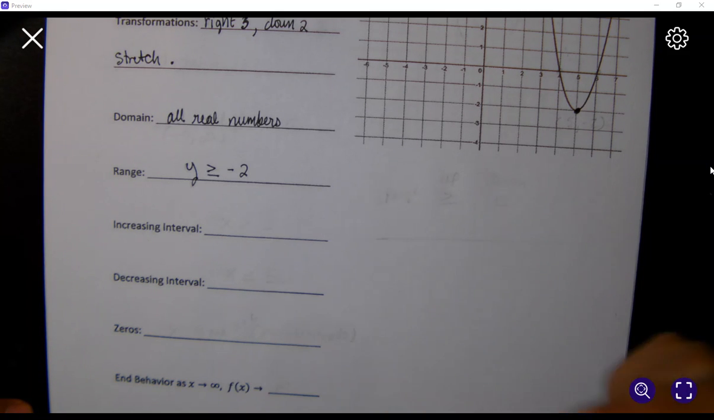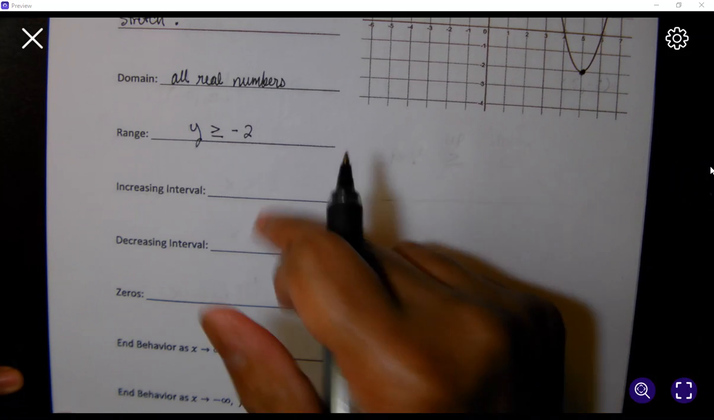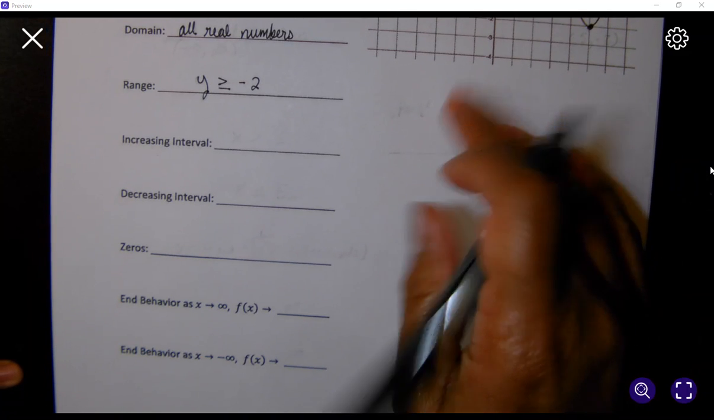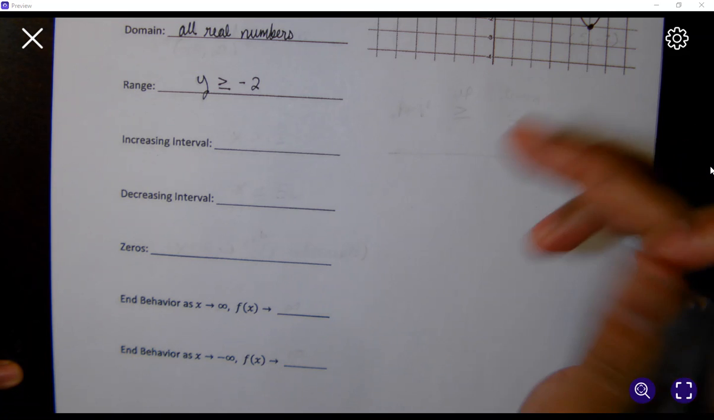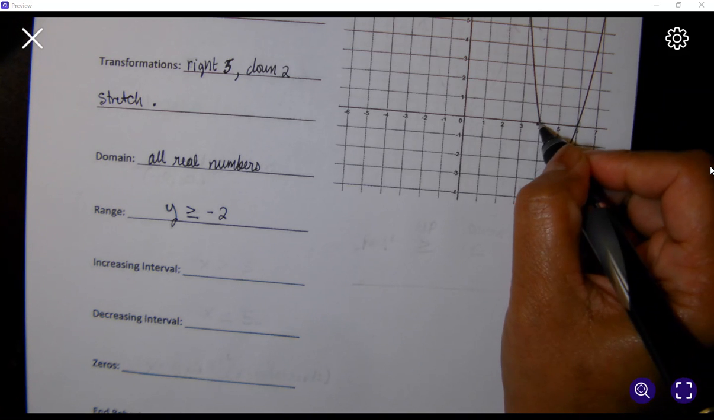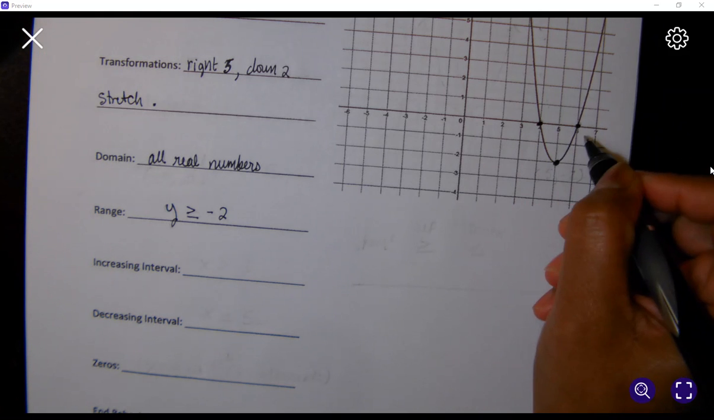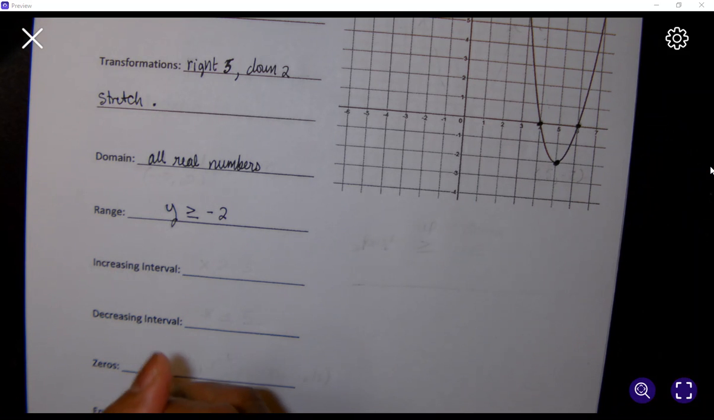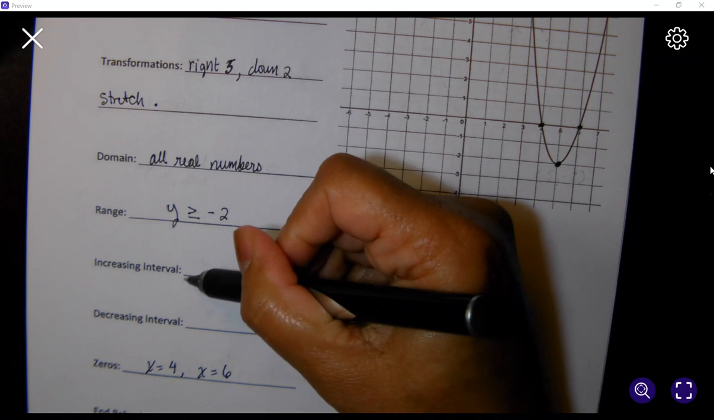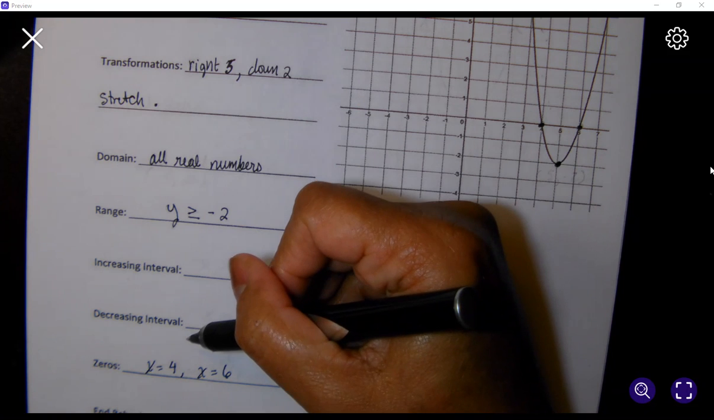We did skip increasing and decreasing, so you don't have to worry about those. Zeros of a function. So zeros are the x-intercepts. Where is it crossing the x-axis? x equals 4 and x equals 6. Okay, actually, I am going to come back to increasing and decreasing intervals.